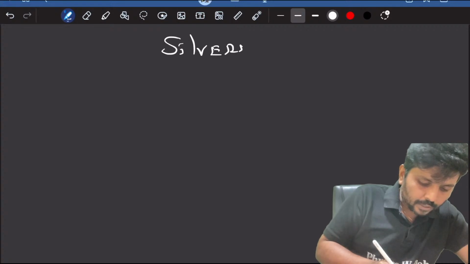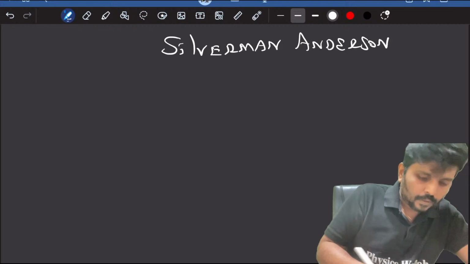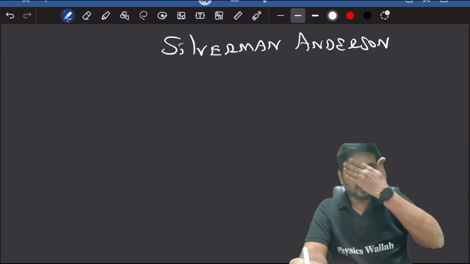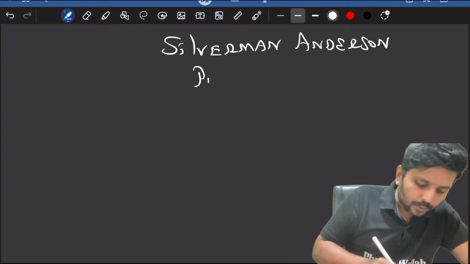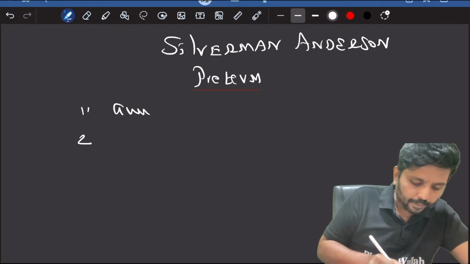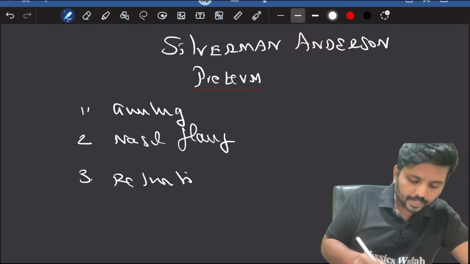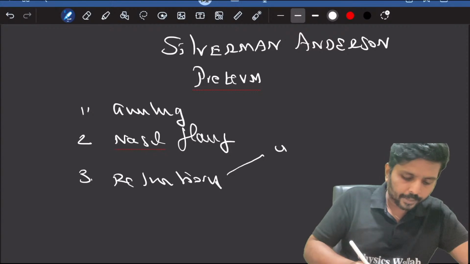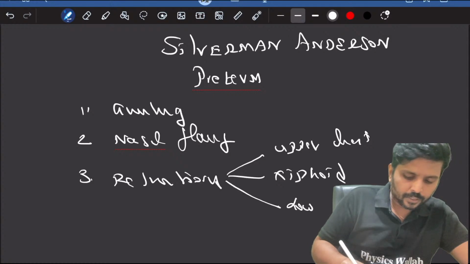One more score is called the Silverman-Anderson score. Remember, that is exclusive for preterm. In that we measure grunting, second nasal flaring, third retractions. The retractions are divided into upper chest, xiphoid, and lower chest retractions.